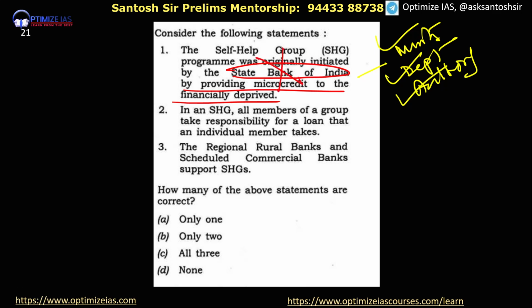Again I repeat, wherever UPSC frames a statement that this scheme is started by this ministry, or this scheme comes under this department or this authority, generally those statements are incorrect, and the others are just basic knowledge about the self-help group. So these two statements are correct. So we get the answer only two.